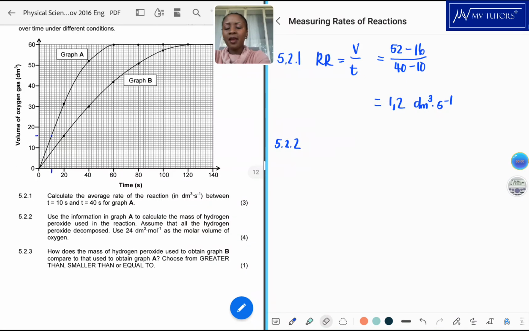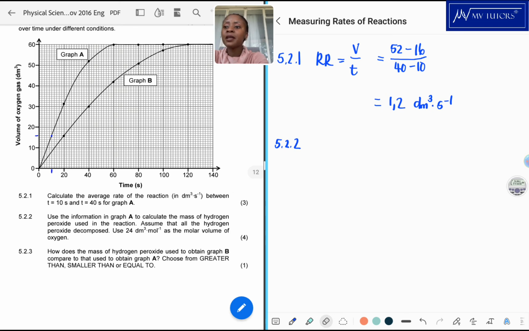Alright, so 5.2.2, use the information in graph A to calculate the mass of hydrogen peroxide used in the reaction. Assume that all the hydrogen peroxide decomposed. Okay, use 24 cubic decimeters per mole as the molar volume of oxygen.